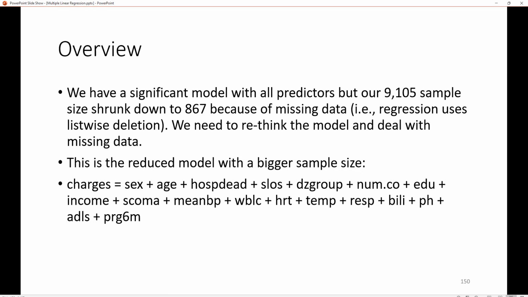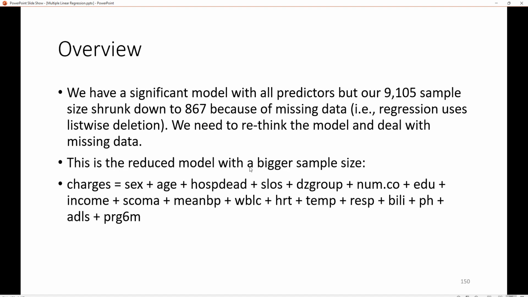So for the overview, we have a significant model with all predictors, but our 9,105 sample size shrunk down to 867 because of missing data. In other words, regression uses list-wise deletion, so in that long list of predictors, if there are any missing data in there, either in the outcome or predictors, those cases get deleted from the analysis. So if we were to use all of those predictors, that would reduce our sample size from 9,105 to 867. Because of that, we need to rethink the model and deal with missing data.